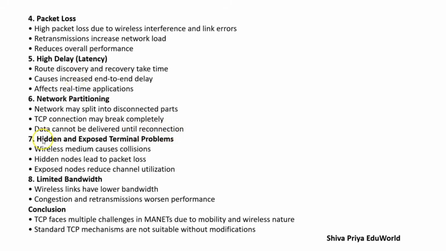Again the delay. Hidden and exposed terminal problem. The shared medium causes collisions, and hidden nodes lead to packet loss, and exposed nodes reduce the channel utilization. Limited bandwidth. Wireless links have lower bandwidth, and congestion and retransmission worsen the performance. In simple words, TCP faces multiple challenges in MANETs due to mobility and the wireless nature, and standard TCP mechanisms are not suitable without modifications.